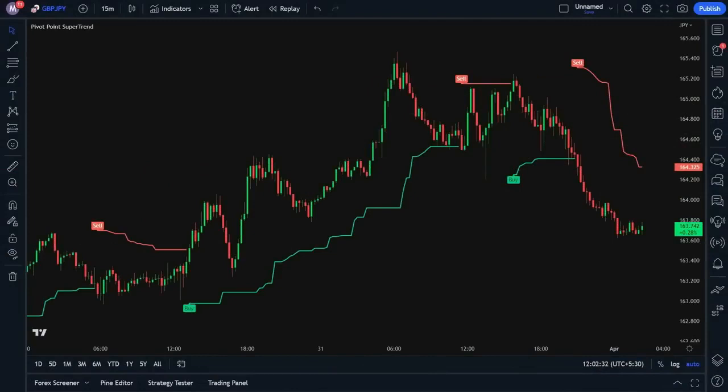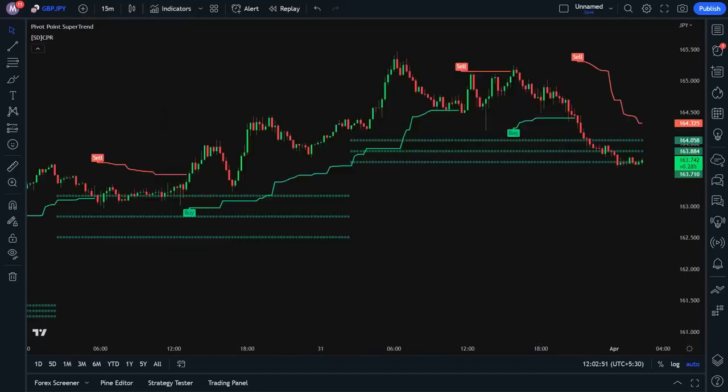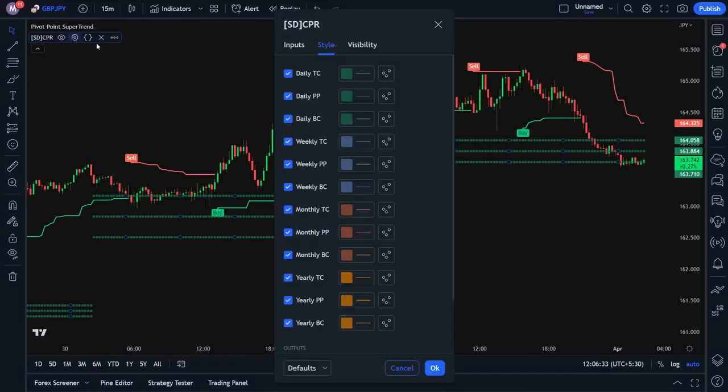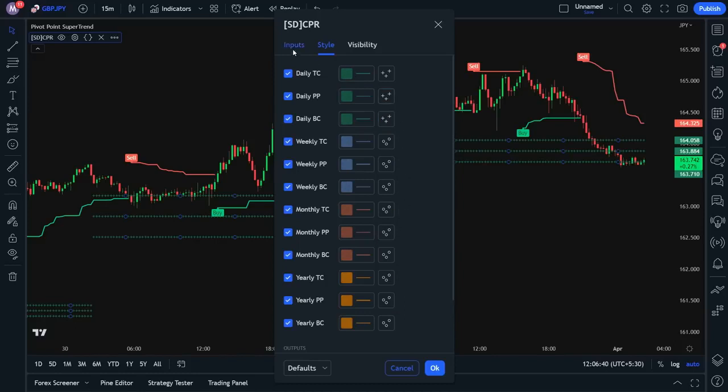To add this to your chart on TradingView, simply open the Indicators section, search for SD CPR, and apply it to your chart. The SD CPR indicator contains support and resistance lines that help us identify areas of market consolidation or range-bound trading. By using this indicator in combination with the Pivot Point Supertrend, we can filter out false signals and increase our chances of making profitable trades. But before we start using the SD CPR indicator, we need to make a few adjustments to its settings. In the Style tab, select the Cross option, and in the Inputs tab, replace 7 with 100.